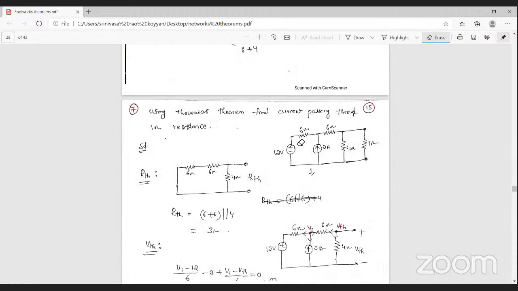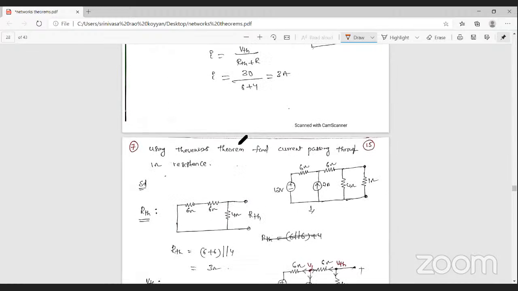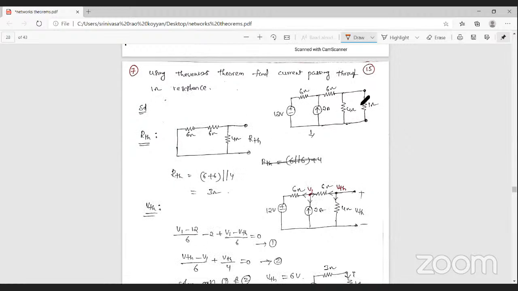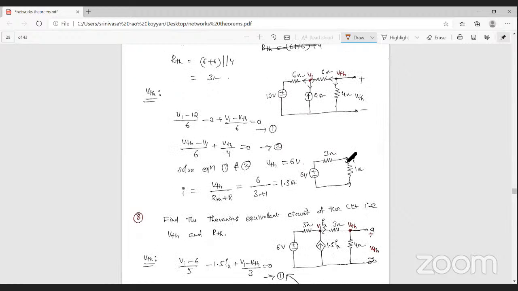Okay, the next one. The next one is similar, the same as case one, because there are independent sources. You can solve it like the previous sum, a similar model. So first of all, by using Thevenin's theorem, find the current passing through the 1 ohm resistance. First find the Thevenin's resistance and the Thevenin's voltage. Then connect the 1 ohm resistance across these two terminals, and then you can get the current passing through the 1 ohm resistance.